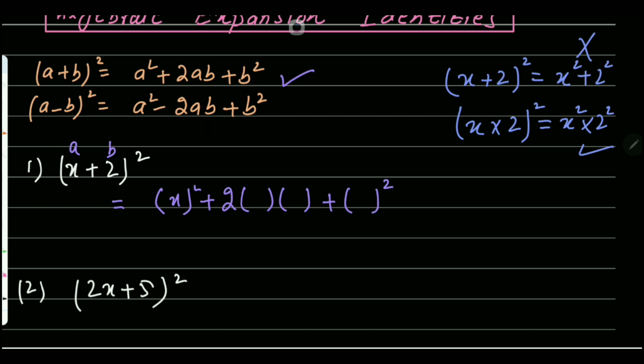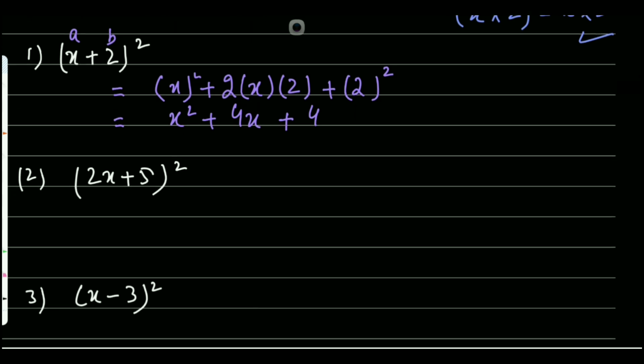Now we have to fill it: a is x, b is 2, and here also b is 2. So x² stays x², then 2 multiplied by x multiplied by 2 becomes 4x, and then 2² is 4. So x² + 4x + 4 will be your answer. This is how you can open these types of brackets of addition and subtraction.